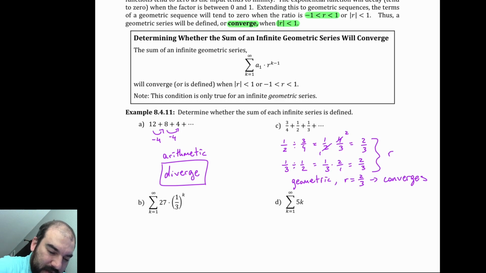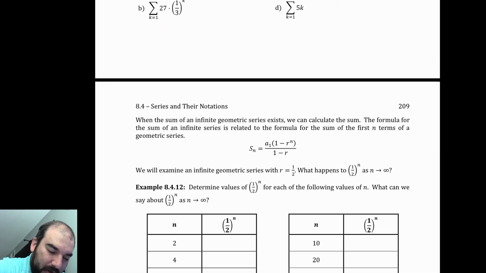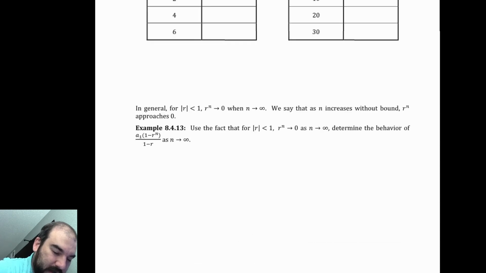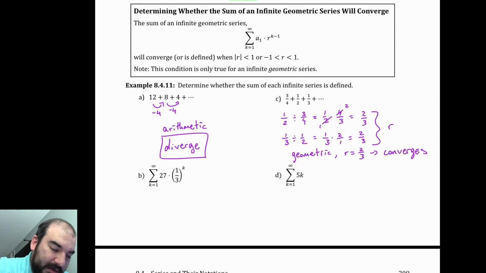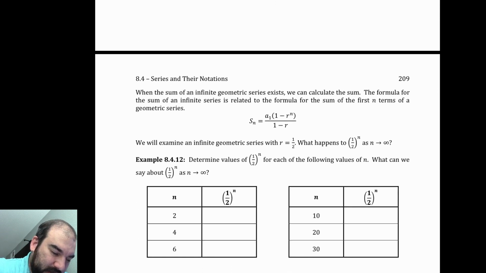the next, is it the next page? Yeah, coming up on the next 2 pages away. So, for now, we're just concerned whether it converges or diverges, meaning is there an answer we can find, or does it go to infinity or negative infinity? Right, so you guys can do the other examples there.